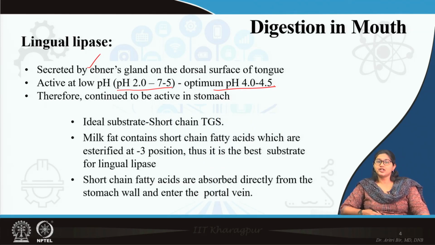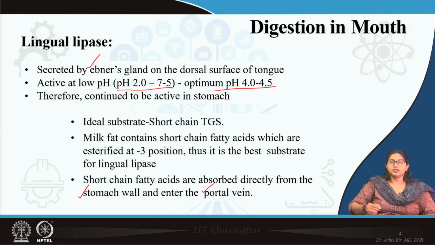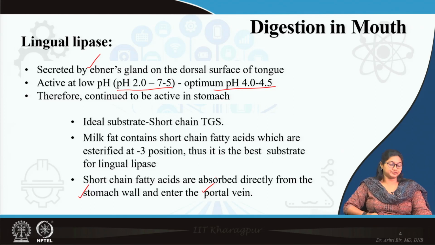Now, the ideal substrate for lingual lipase is short chain triglycerides. Short chain triglycerides are mostly present in milk fat. So, milk lipid can be easily digested by lingual lipase. The short chain fatty acids generated from short chain triglyceride can be directly absorbed from the stomach wall as well as enter through the portal vein.